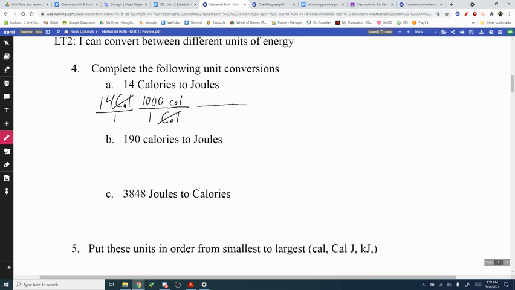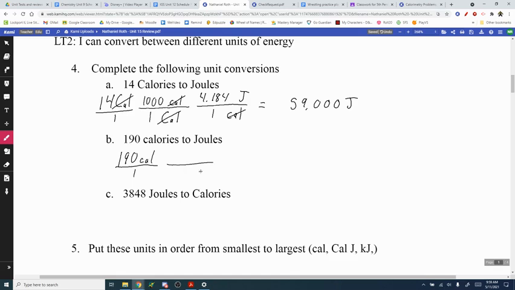So we need another conversion factor. Little calories on bottom, joules on top. There's 1 little calorie per 4.184 joules. Little calories cancel out. We're left with joules. That is where we want to be. We do our math and we get 59,000 joules. All right, so next we have 190 little calories to joules.